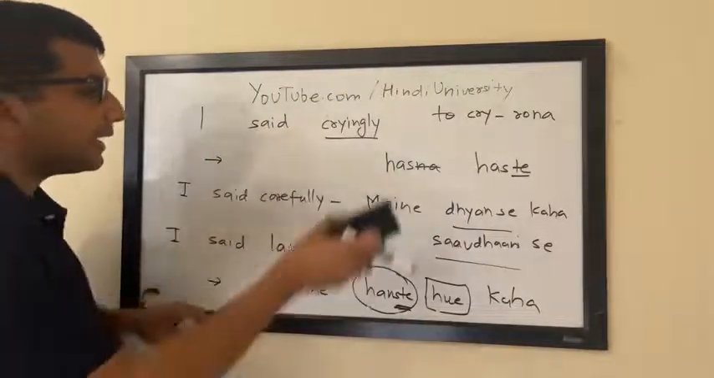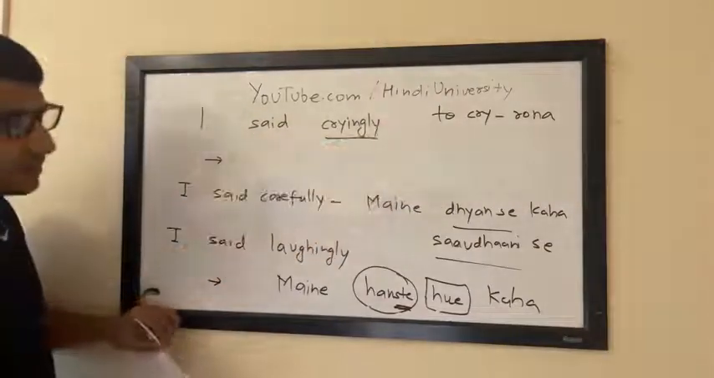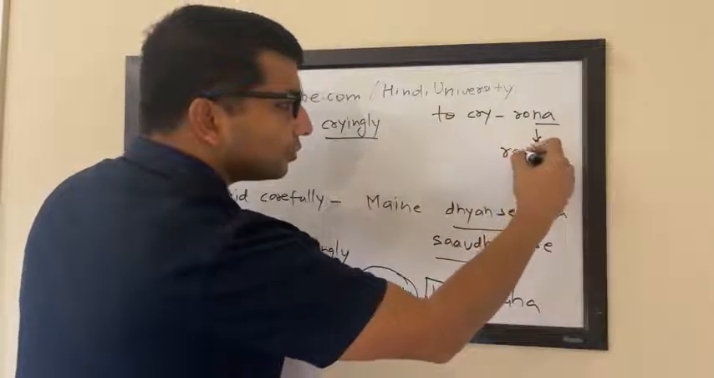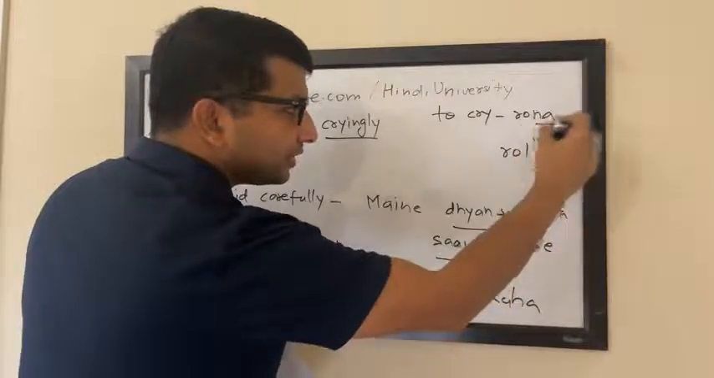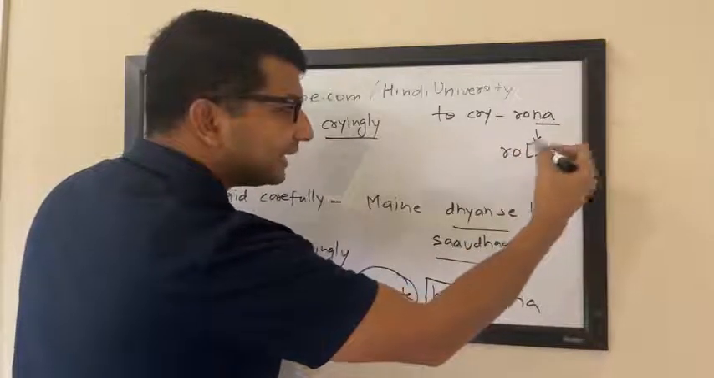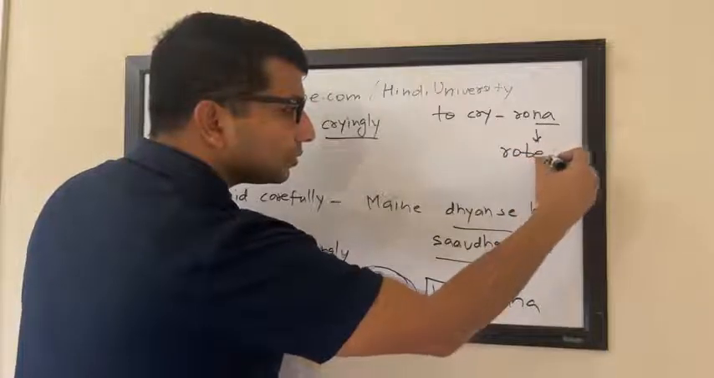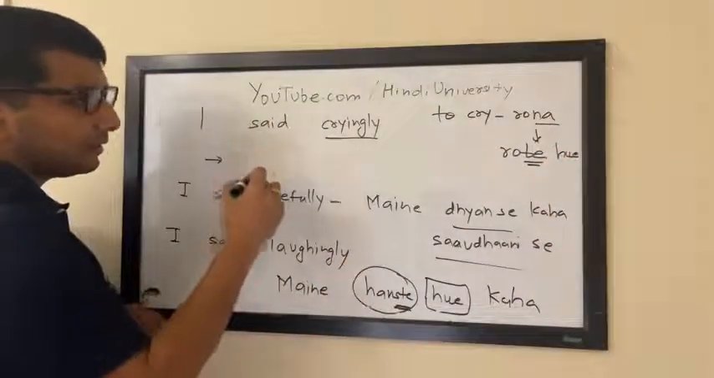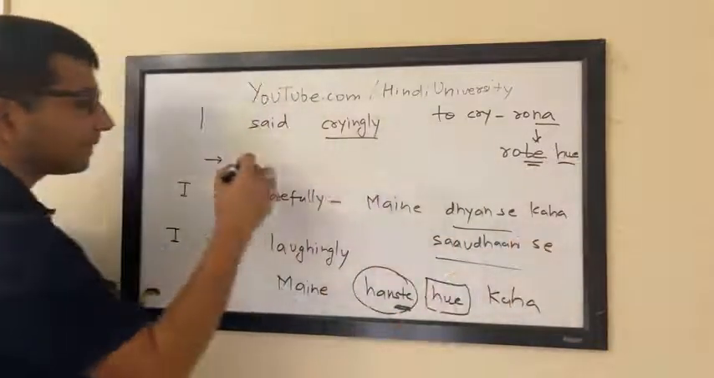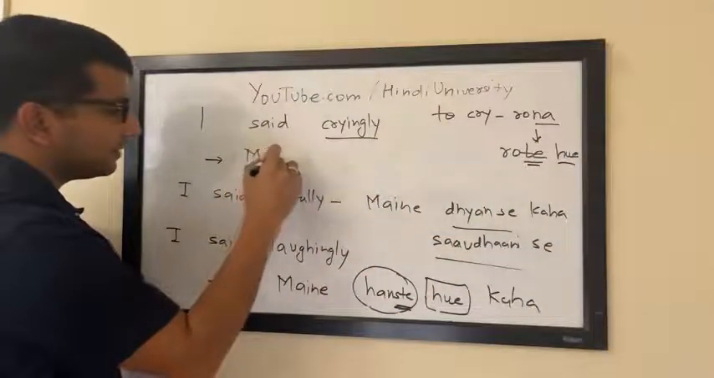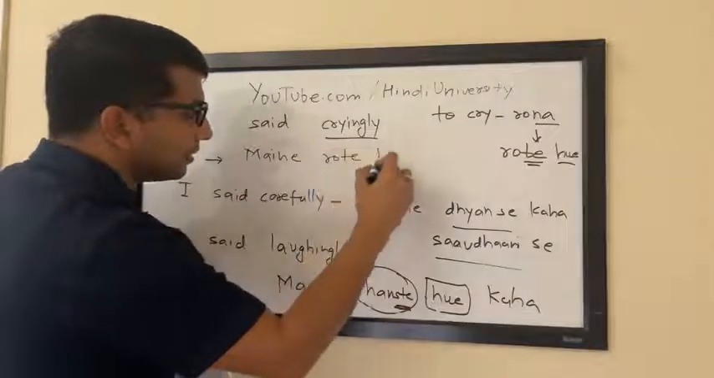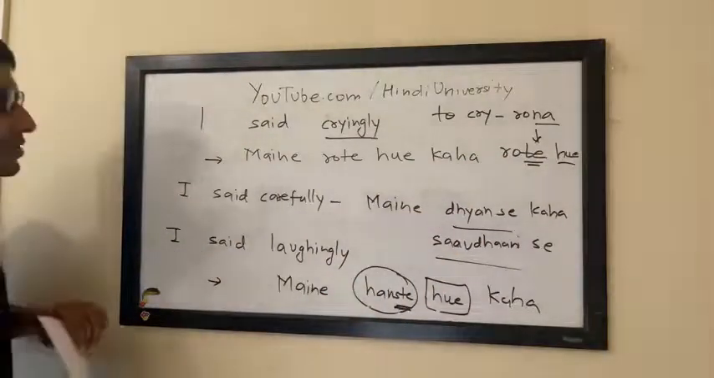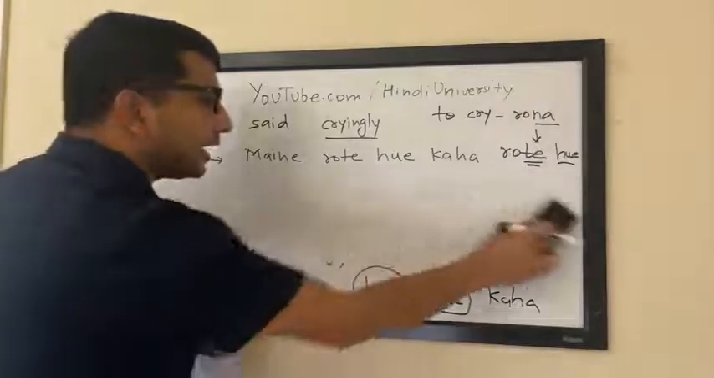Let's try the same thing here. I said cryingly. To cry is rona, and you will change it to rone. So remove the na, change it to participle, always ending with an e sound. Rota, okay, a sound. Rote, rote, and then hue. That's it. So rote. Very good. So मैंने रोते हुए कहा. Okay. Good. I'm glad you asked this question. Let's do more. It will kind of strengthen the concept.